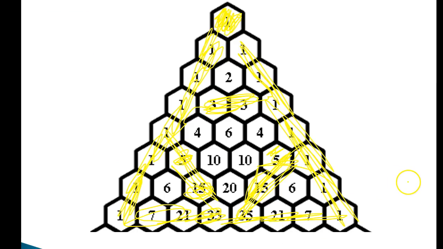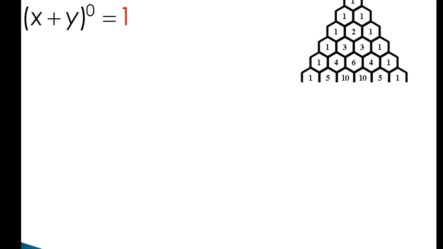What we want to know is how can we use this triangle and the patterns in it in order to expand polynomials. So we'll start with anything to the 0 power. Even a binomial to the 0 power is 1. That is the first row of our triangle. We call it the 0th row because it's the 0 power.